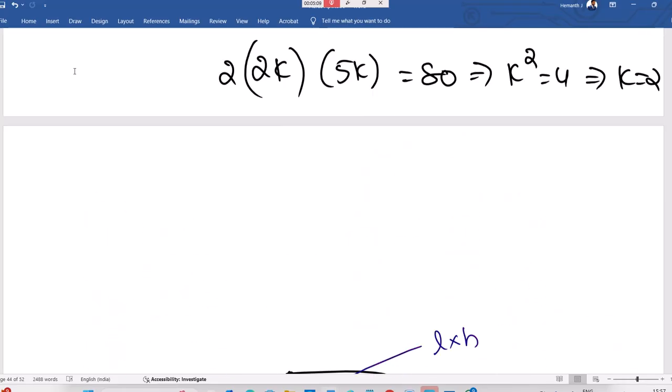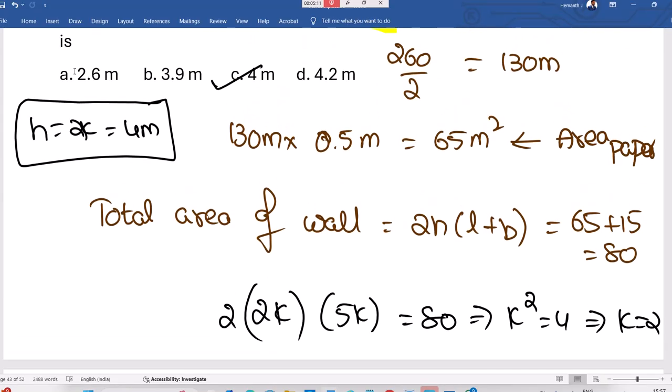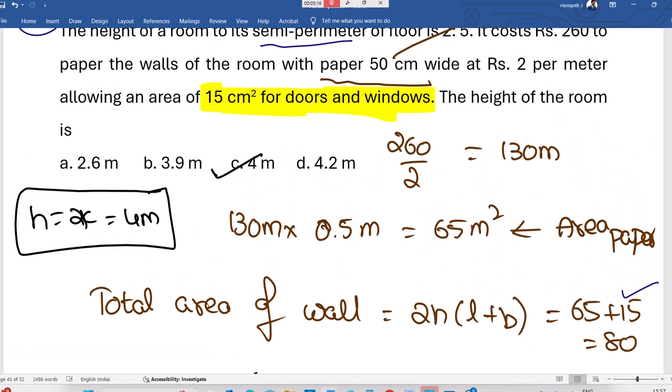And why it is 65 plus 15, you have to understand what that 15 is, right? How you got that 65, you see that. You have 130 meters square and you covered it with 0.5 meter, 50 centimeters paper, means 0.5, that will create 65 meters square paper used. Paper is area only, right? You have a paper, paper is having an area. So the 65 meter square of paper is used, 15 meter square you did not use because of windows and doors, total area 80. Then you calculate.